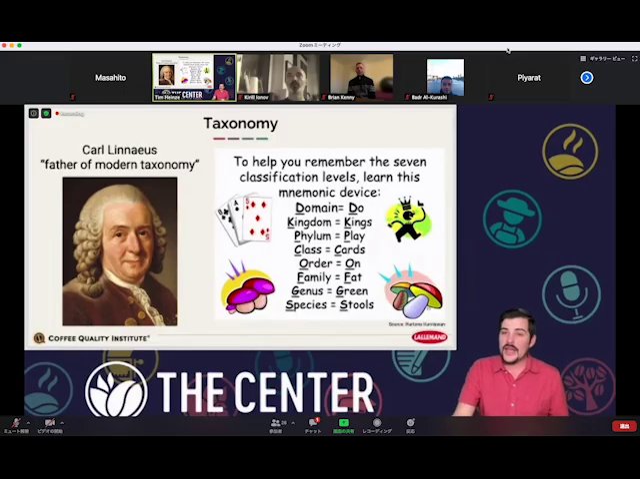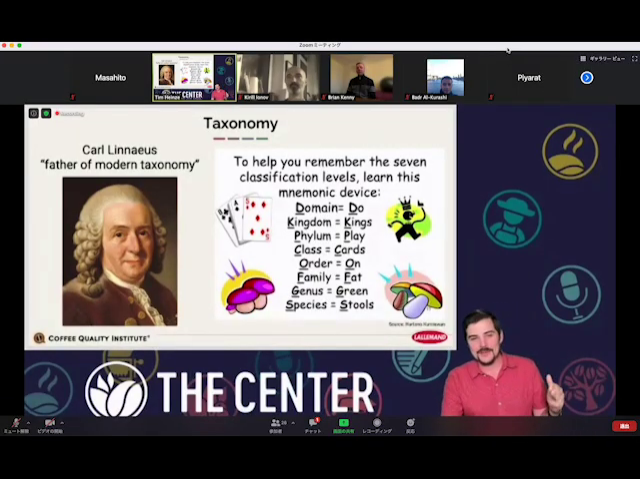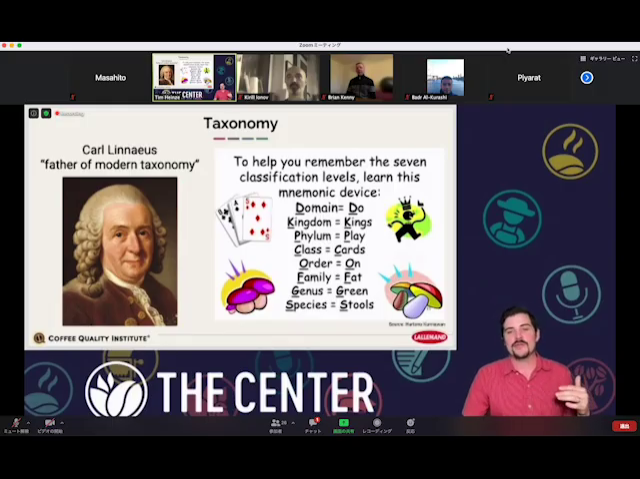Taxonomy structure. Carl Linnaeus is considered the father of modern taxonomy. If you've taken one of our Q processing courses, we always talk about Coffea arabica and how it was named and where it came from. I always had a mnemonic device, a tool you can use to memorize something: Do kings play cards on fat green stools? If that's helpful for you. Essentially: domain, kingdom, phylum, class, order, family, genus, species.